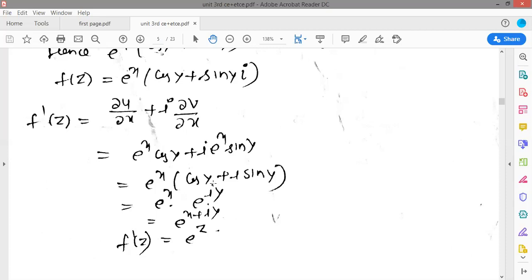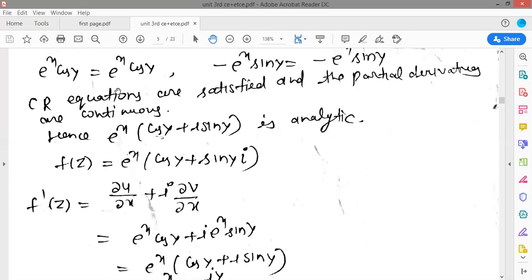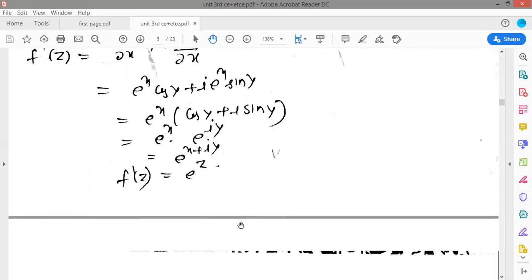Again by De Moivre's theorem, e to the power i theta is equal to cos theta plus i sin theta. So we can write cos y plus i sin y as e to the power iy. The bases are equal, so the powers can be added: e to the power x plus iota y, and we know this value is z. So f'(z) is equal to e to the power z. This is your derivative answer, and here the CR equations are satisfied and the partial derivatives also exist.